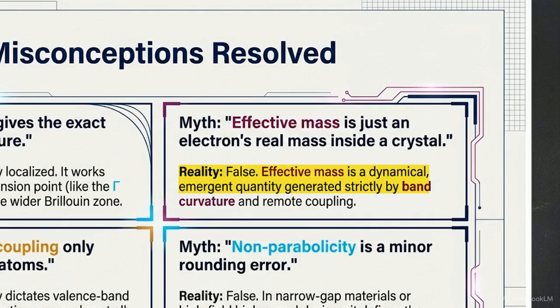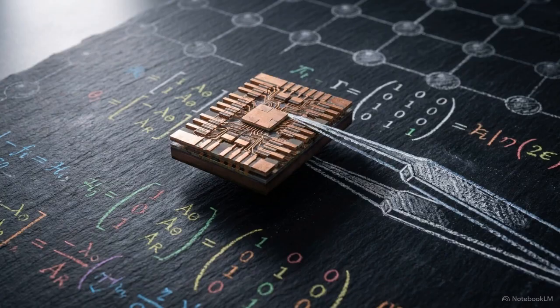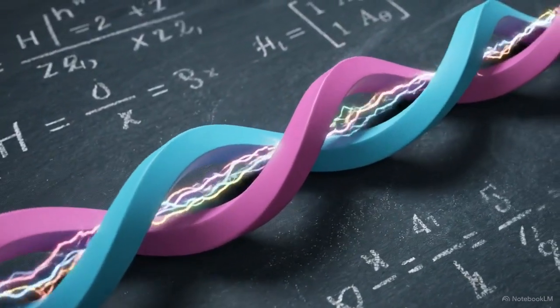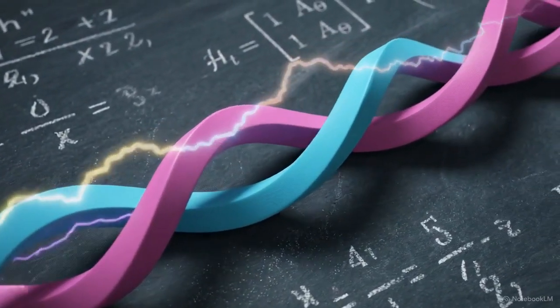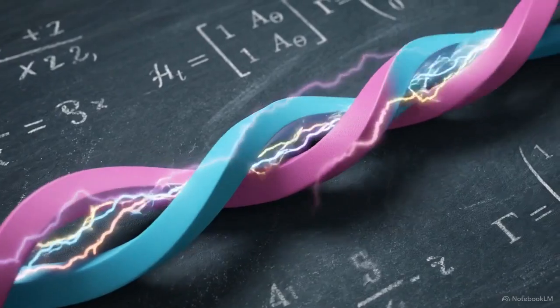Effective mass is a dynamical, emergent quantity. The electron appears to change its mass strictly because its primary energy band is actively mixing and coupling with remote energy bands. To engineer at the physical limits of modern semiconductors, we have to move past the idea of the heavy particle and understand the mechanics of interband interaction.